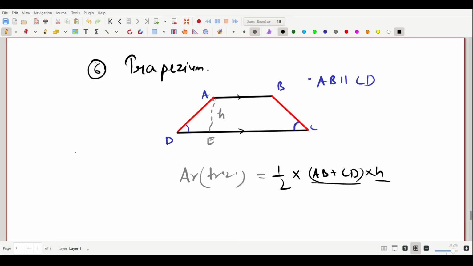So let's say this is 2 centimeter, this is 3 centimeter, and the height is 4 centimeter. Then the area of the trapezium will be 1 upon 2 times the sum of parallel sides, 2 plus 3, 5, times height, which is 4, and the area will be 10 centimeter square. So we are not talking about area in geometry. In geometry, we'll only talk about sides and angles.